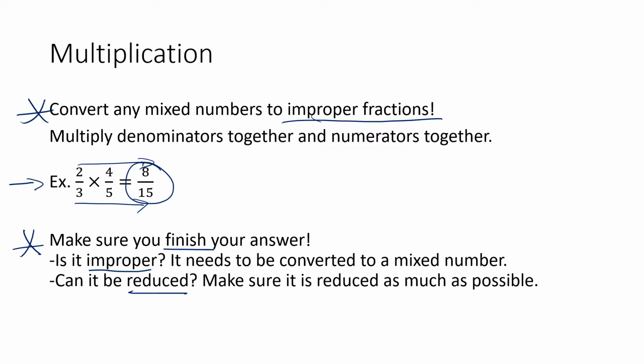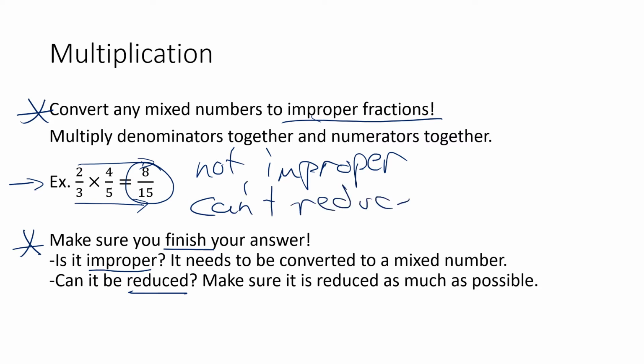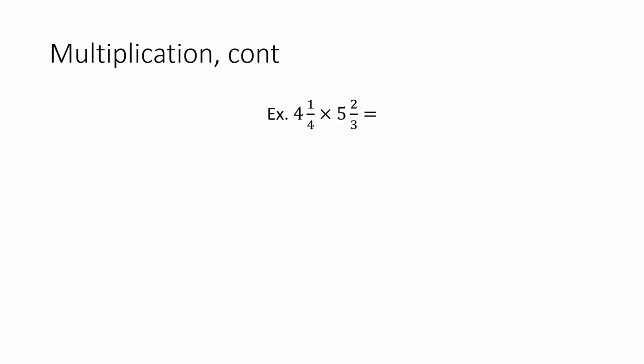So 8/15 here, it's not improper. This is a proper fraction. Can we reduce 8/15? Well, the only things that'll go into 8 are 2 and 4 and 8, and the only things that'll go into 15 are 3 and 5 and 15, so we can't reduce this number. So that's it. We're done with that problem. Let's look at a couple more examples.